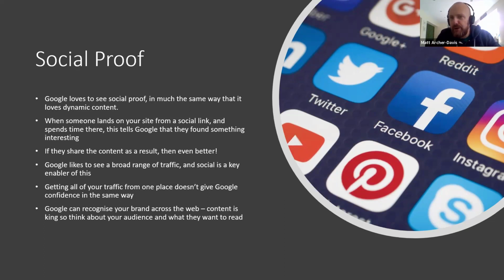Google recognizes your brand across the web. You might not realize this, but on the BrightClick website, when we've linked out to our social platforms, so Facebook, Twitter, Instagram, LinkedIn, Google can see when the BrightClick is mentioned on all of those places. It can spot the BrightClick across the web. It also spots when someone leaves us a review somewhere, or when someone mentions us somewhere. So all of those things are really important.